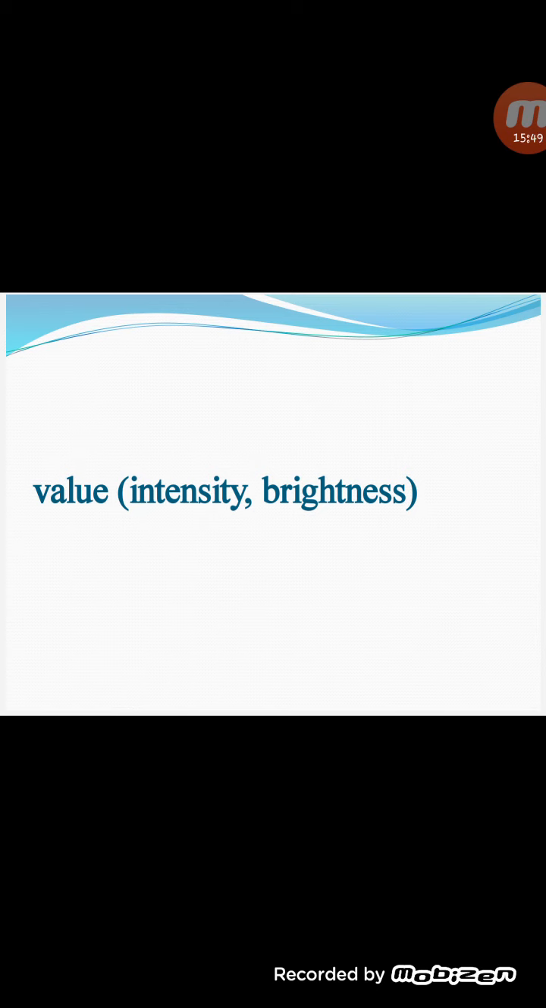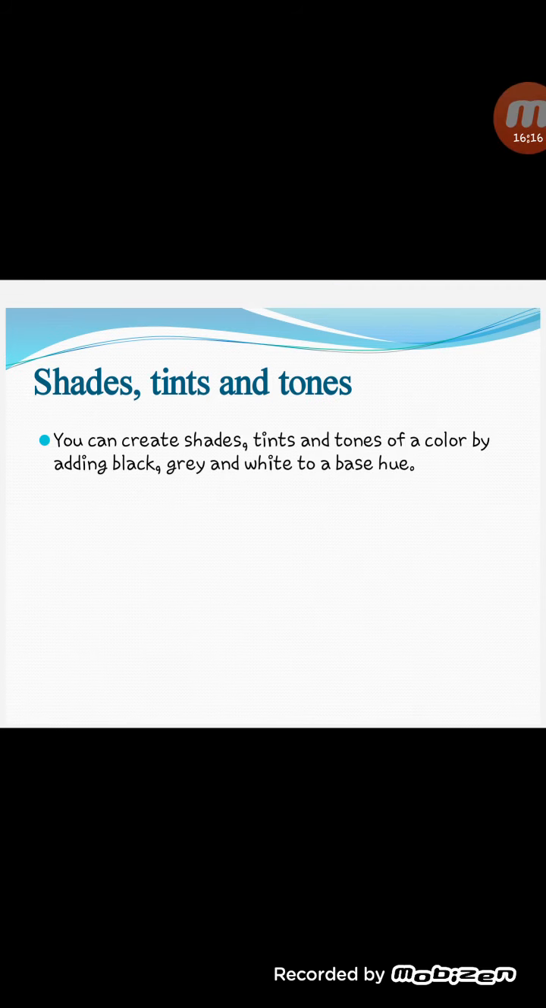On the other hand, you could have many different values of the same hue. These are called tints and shades. You can produce tints of a color by adding white and shades by adding black. You can create shades, tints and tones of color by adding black, gray, or white to a base hue. Shades, tints and tones.